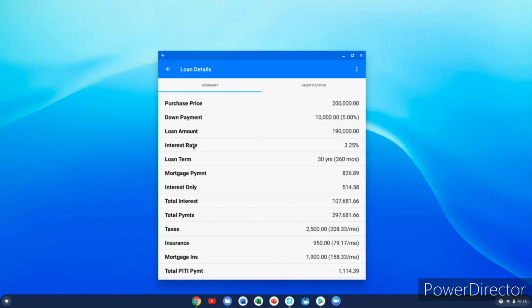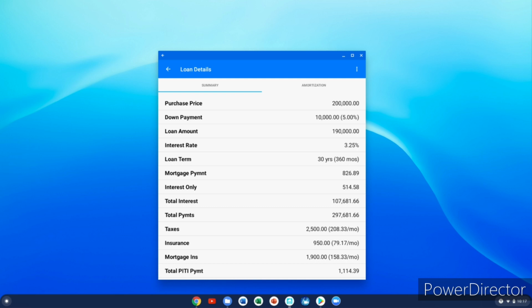We said our bank was charging us a 3.25% interest rate for 30 years or 360 months. Now, if you do all of that math, you come out with a mortgage payment of $826.89. But remember, we only put 5% down. So our lender is going to say, hey, also what you have to include inside of this mortgage payment, you also have to include your escrow.